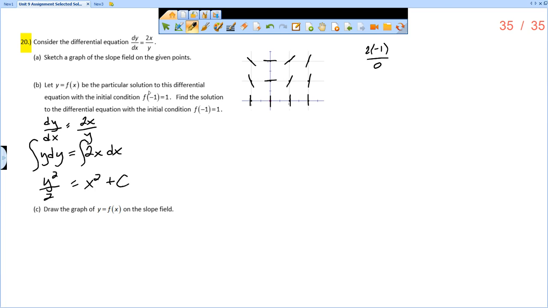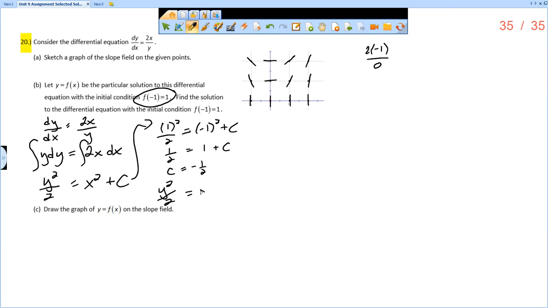Don't forget about that. Now we want to use the fact that f of negative 1 is 1, which means x is negative 1 and y is 1. So I have 1 squared over 2 equals negative 1 squared plus c. Now 1 squared over 2, which is just 1 half, equals 1 plus c. I'm going to subtract 1, so c is equal to negative 1 half. Now I have y squared over 2 equals x squared minus 1 half.